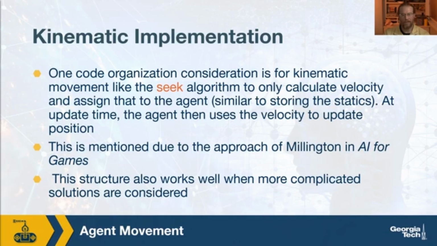So I'm mentioning this because, one, it is the framework for agent movement that Millington's AI for Games uses; it uses this sort of approach. But it also works well as we look at more complicated sorts of movement, such as steering behaviors. It makes sense to decouple these desired movements, whether velocities or accelerations and so on, from the actual final result.